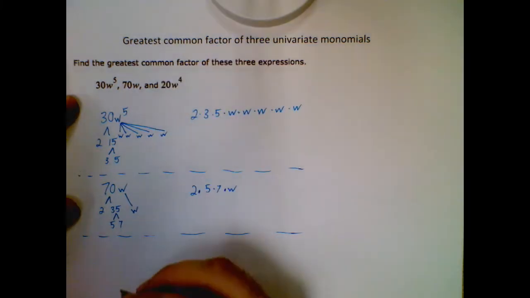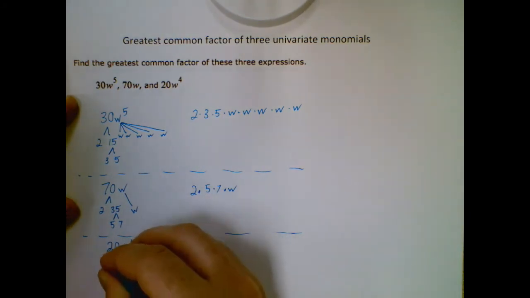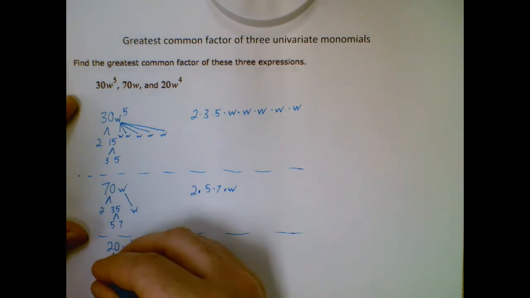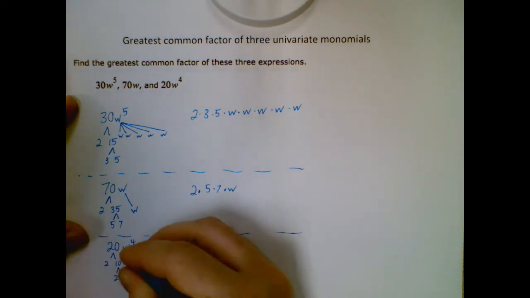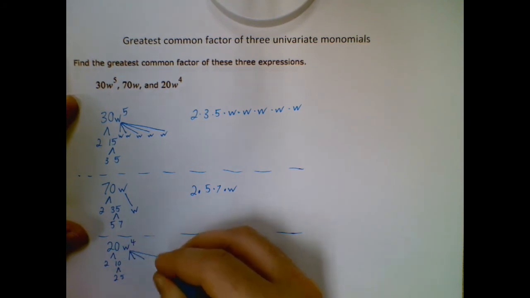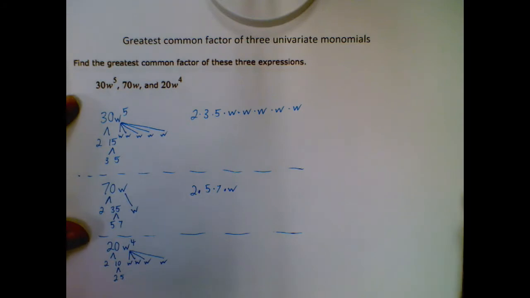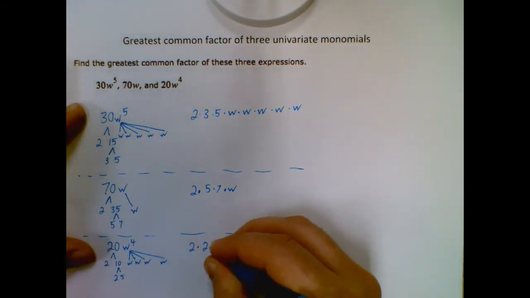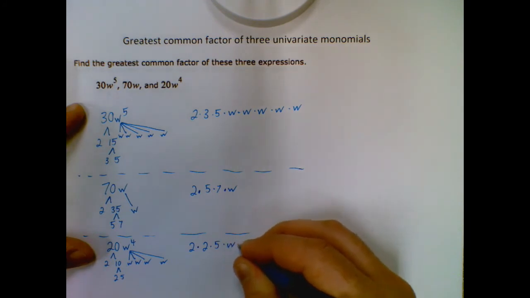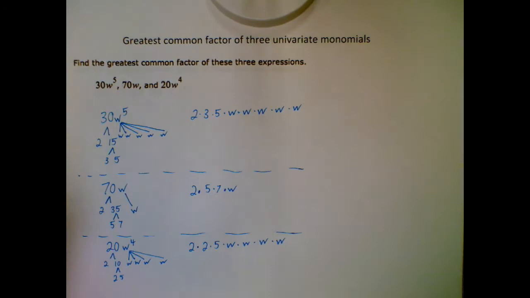And then last but not least, we have 20w to the fourth. So 20 is 2 times 10, and 10 is 2 times 5, and then just like we did with the other variables, there are 4 w's because it's w to the fourth power. Writing that one out, 2 times 2 times 5 times w, w, w, w. Okay, all that's pretty similar to what we've done before.